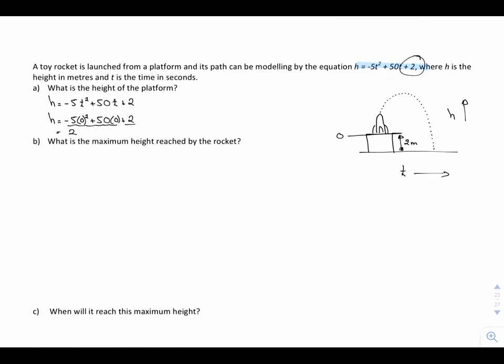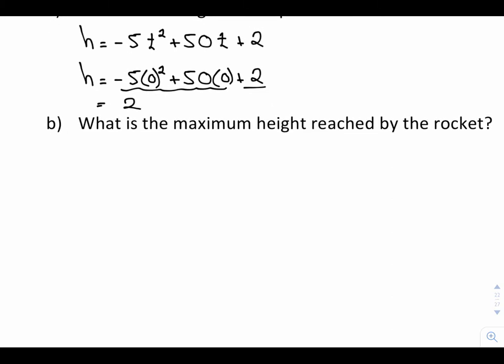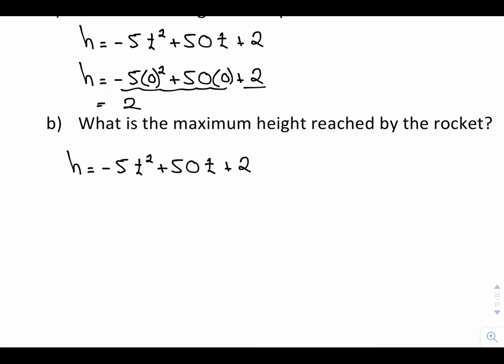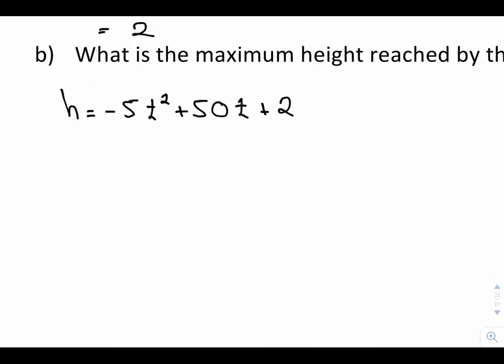Now the second part, here's where the work is involved. What is the maximum height reached by the rocket? In other words, where is the vertex located? And what we're going to do to find that vertex is the process known as completing the square. So I'm going to take my equation again and complete the square with it. Step number 1 is to divide out the negative 5 from the first two terms, because this is a quadratic where the leading coefficient is different than 1 but not 0. And I'm left with 10t and then plus 2.